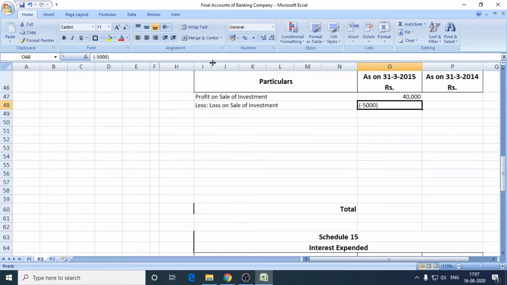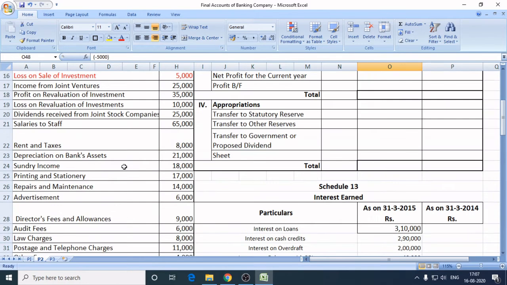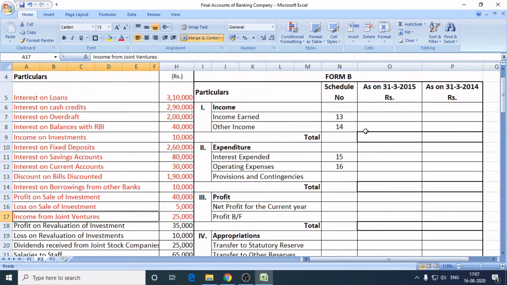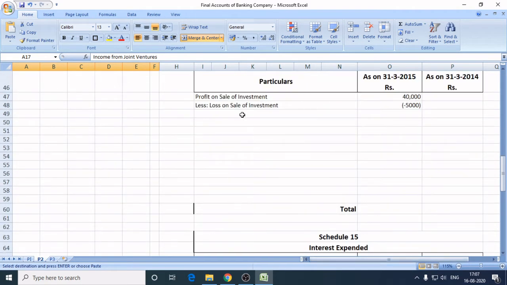Okay, now the next in the problem is income from joint venture. Now see, it is an income from joint ventures, so it will go under schedule number 14, other income, as it is not income earned by the bank on account of interest. So it is an income other than interest. Income from joint ventures, and the figure is 25,000. So here we have to show rupees 25,000.